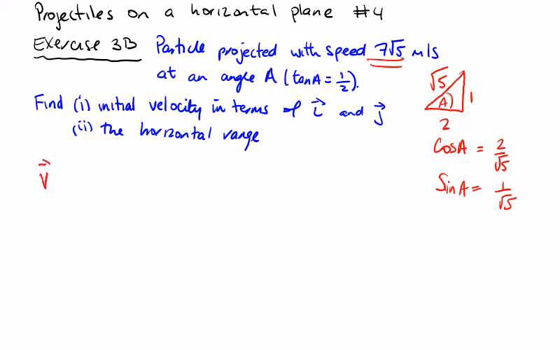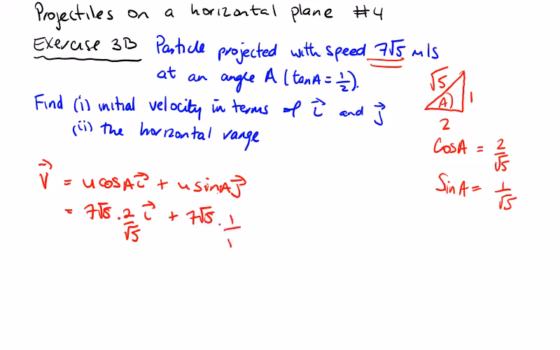So the initial velocity is equal to u cos alpha times i plus u sine alpha times j, and then just fill in your values and we'll have the answer here. So 7√5 by the cos of alpha, which is 2 over √5, times i, and in the j direction u sine alpha, which is 7√5 by 1 over √5, times j. Now clearly the √5's cancel and we're left with the velocity vector being 7 2's are 14i plus just 7j, 7 times 1.